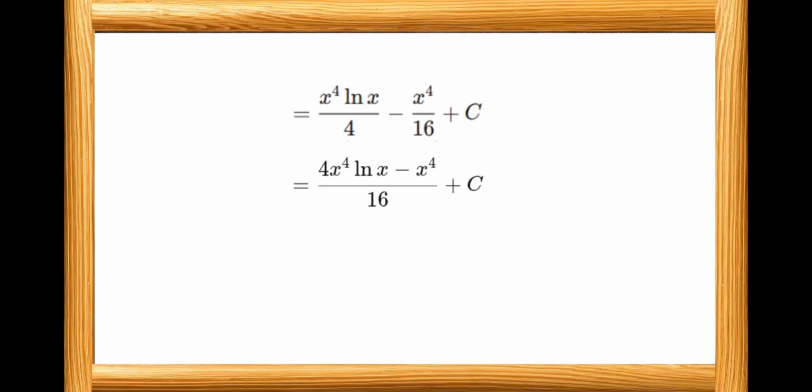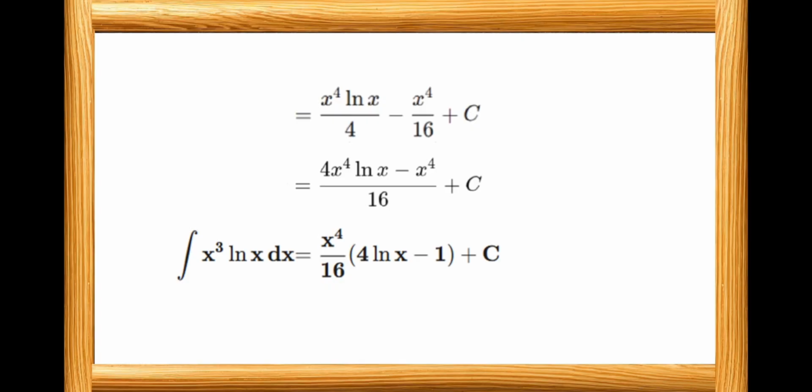Step 6 is that we need to multiply the fractions. So we have x to the 4th times ln x all over 4 minus x to the 4th over 16 plus c. In step 7, we need to find the least common denominator, which is 16, by multiplying the first term by 4 over 4. Then we can combine both fractions into a single expression. So we have 4x to the 4th times ln x minus x to the 4th all over 16 plus c. Step 8 is that we need to factor out the common terms. So our final answer is the integral of x cubed times ln x dx equals x to the 4th all over 16 times 4 ln x minus 1, plus c.